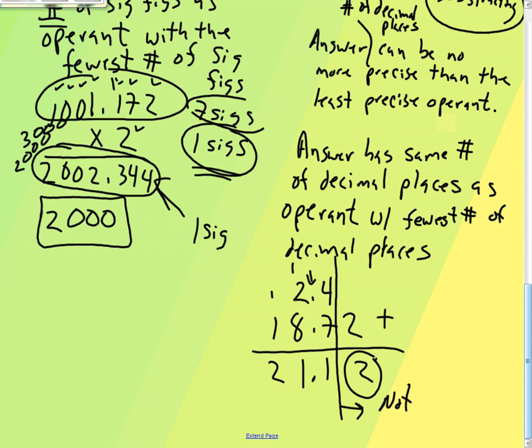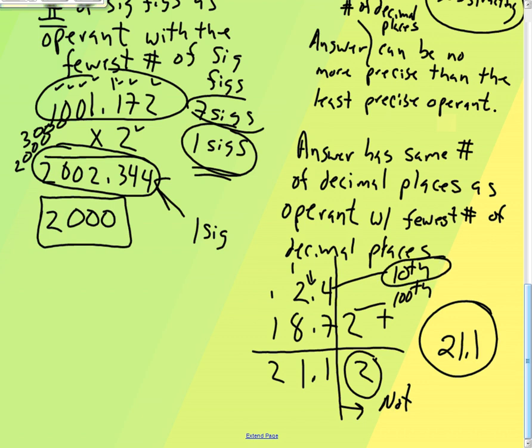So what is my answer? My answer, when I add 2.4 to 18.72, my answer is 21.1 because I can only have what? My 4 is in the tenths column. My 2 is in the hundredths column. Which of these is least precise? Tenths is least precise, meaning my answer can only have a decimal in its smallest decimal can only be to the tenths. Got it? Good. Let's see if you can do this on your own.